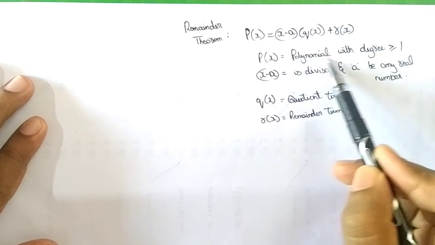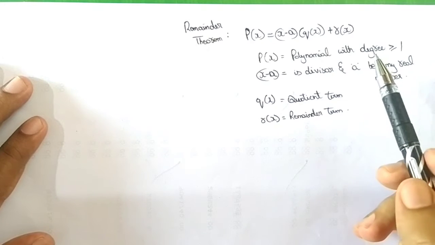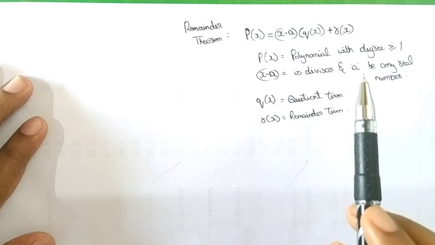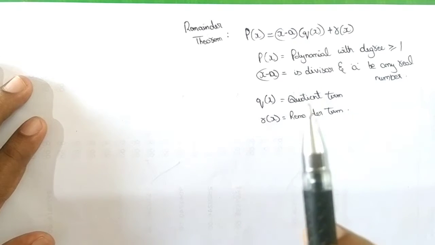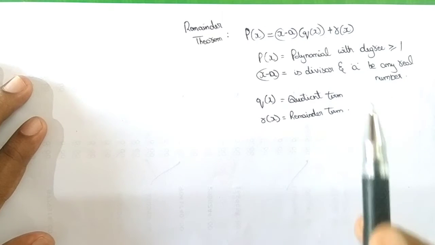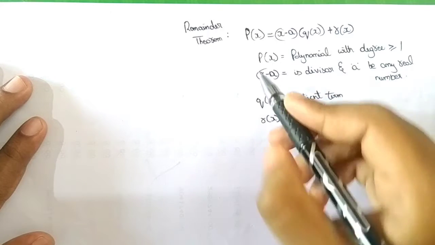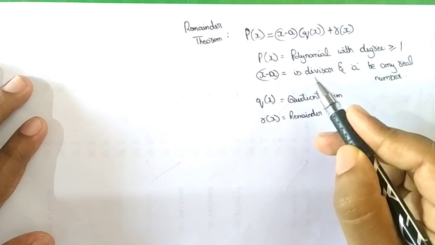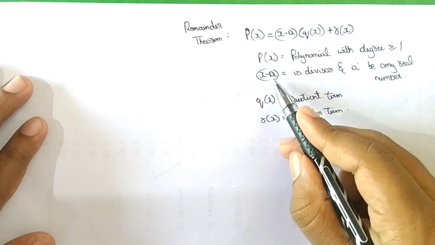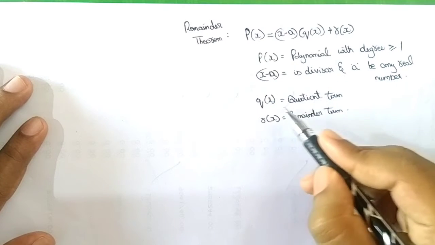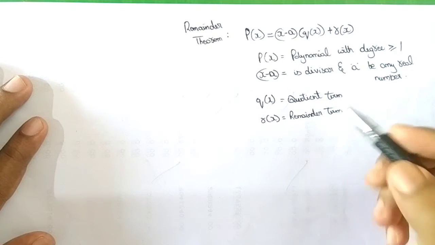P of x is any polynomial with a degree greater than or equal to 1. In the sense, it should have at least one variable part. That's with only x is the least polynomial with degree 1. At least it should have x. x minus a is your divisor and a is any real number. That's a constant. Q of x is your quotient term and R of x is your remainder term.